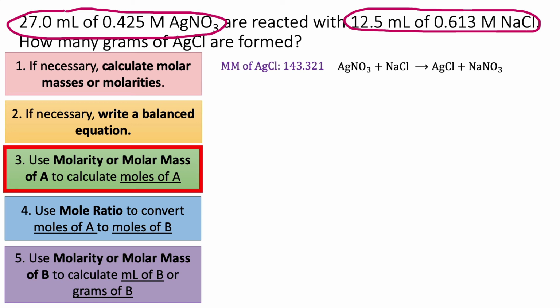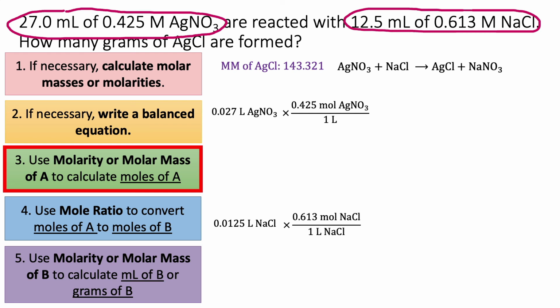Let's start by using the molarity and volume to calculate the moles for each of these two reactants. So for silver nitrate, and I'm just going to do a quick conversion in my head, we're going to use 0.027 liters of silver nitrate times our molarity, 0.425 moles over 1 liter, so that our liters will convert away. For sodium chloride, we're starting with 12.5 mL, which is 0.0125 liters of sodium chloride, multiplied by the molarity as a conversion factor, 0.613 moles of sodium chloride divided by 1 liter of sodium chloride.